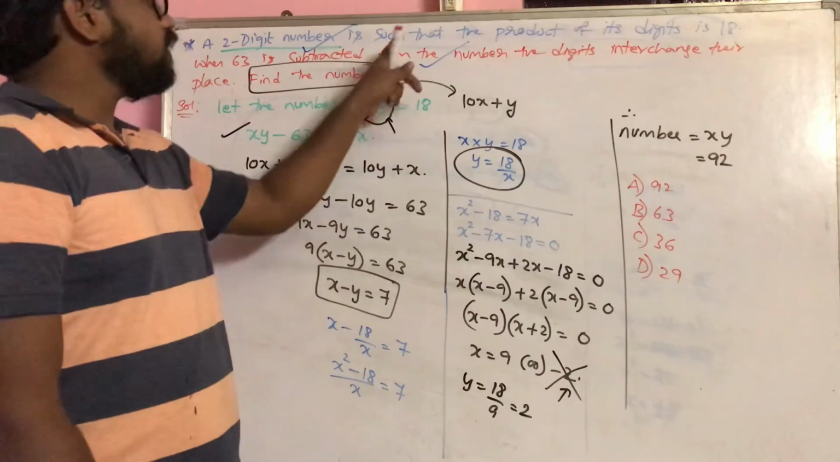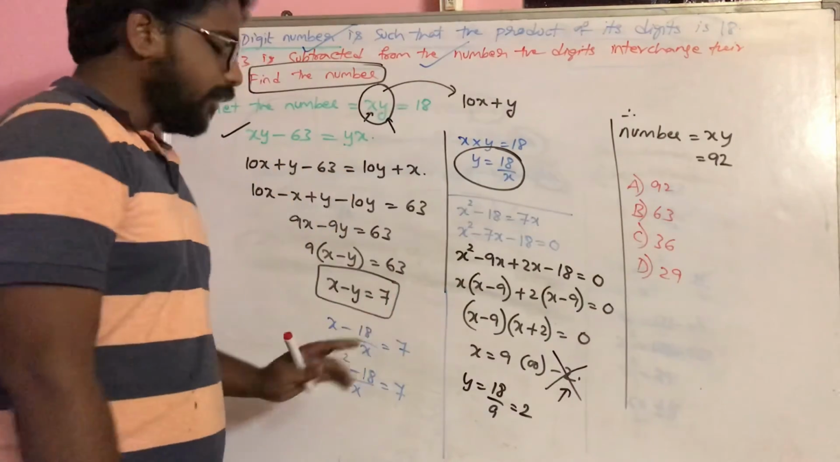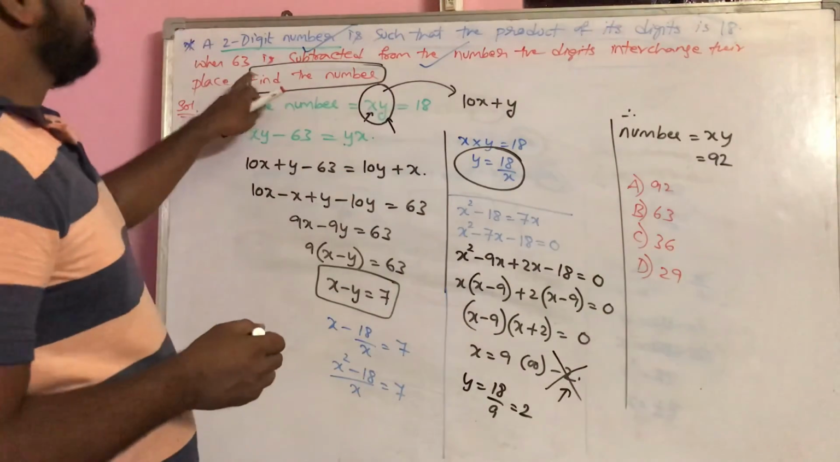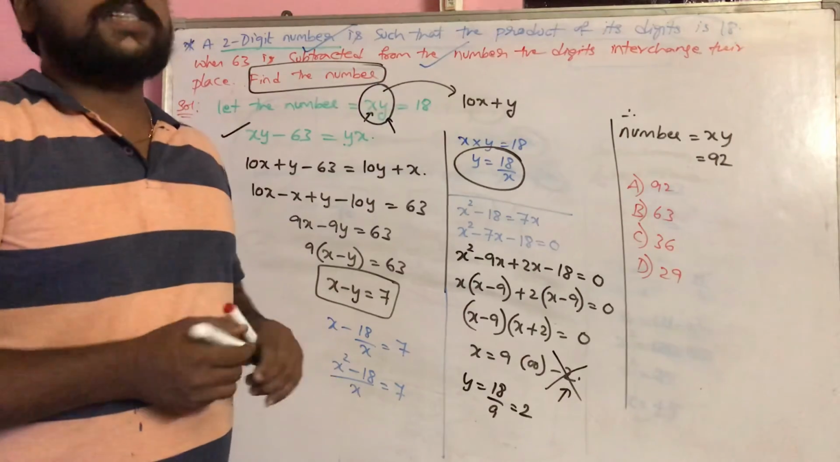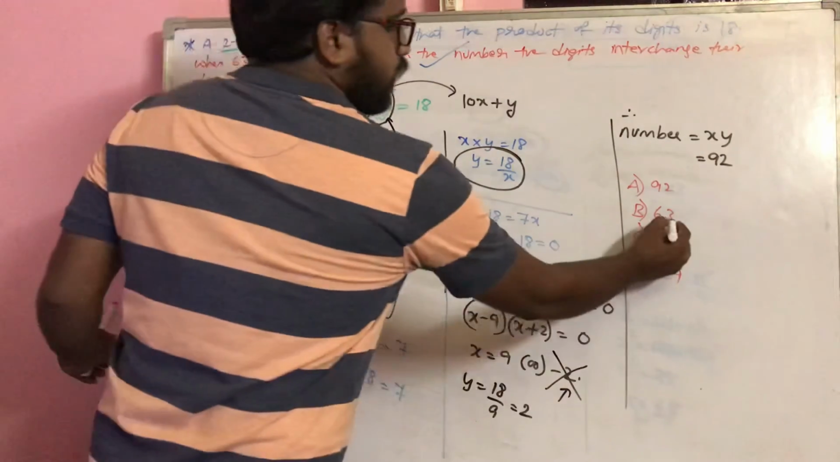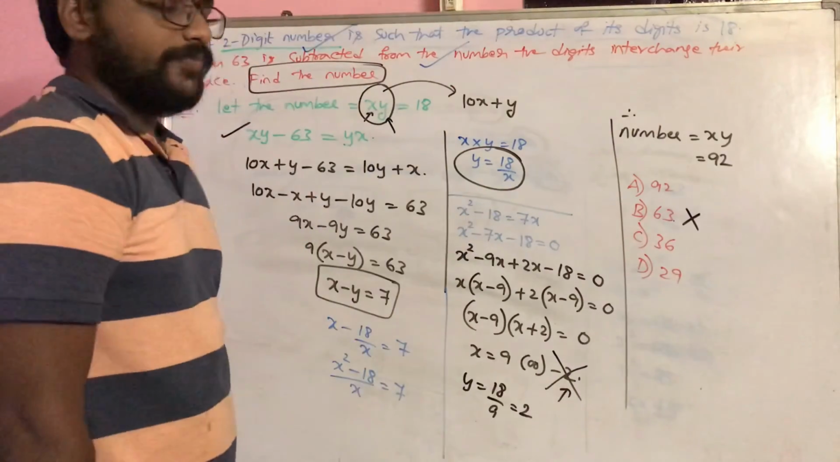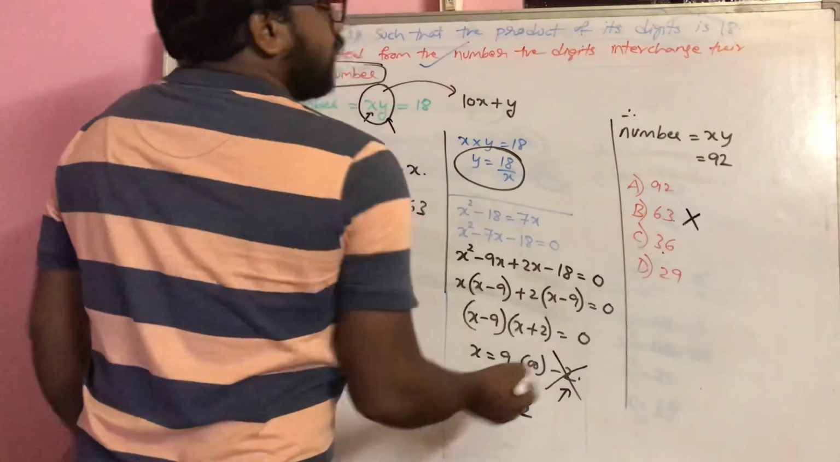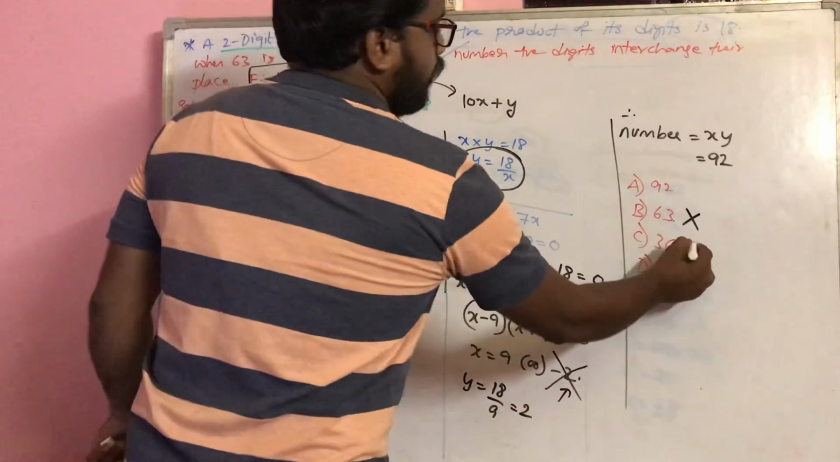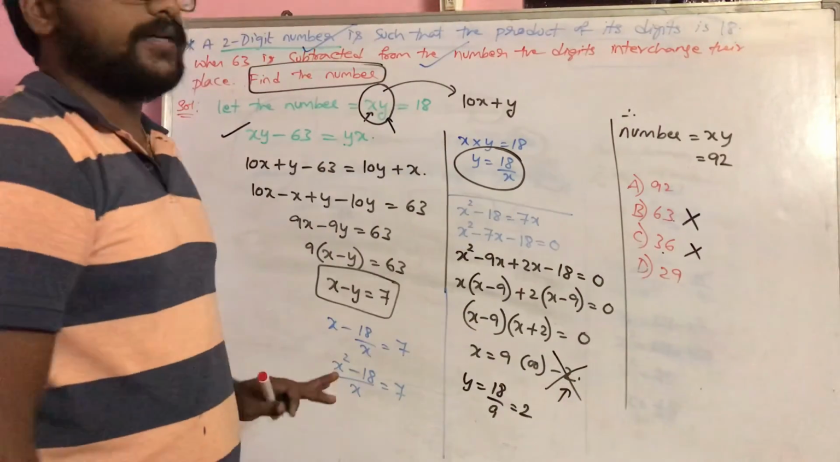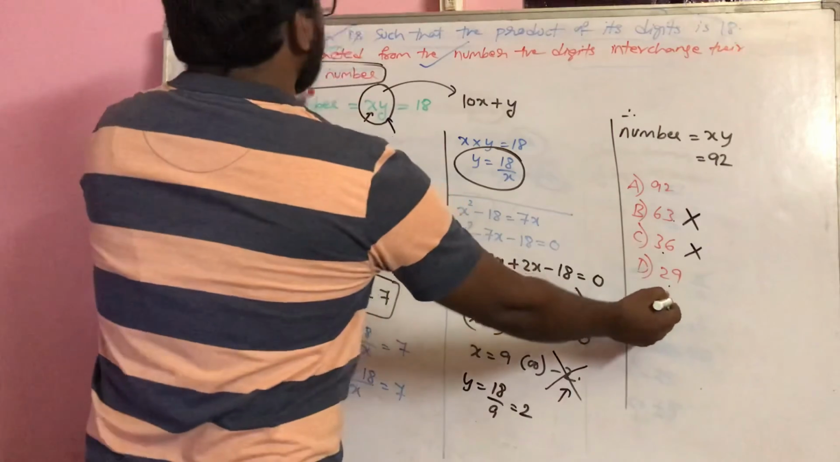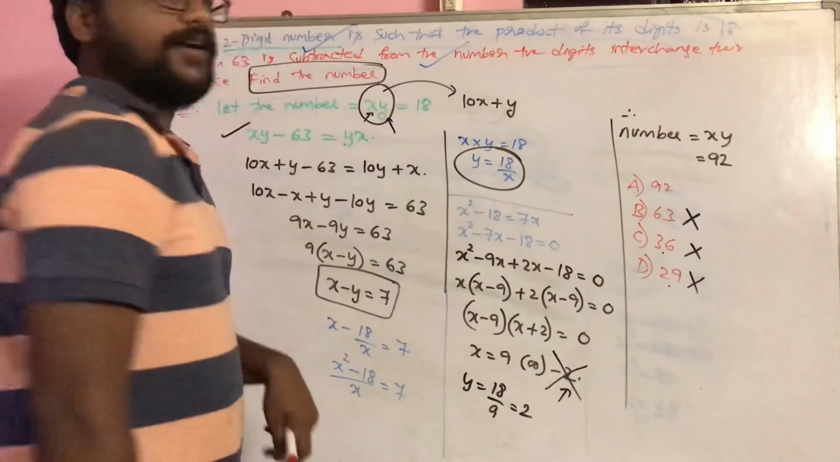So the first condition is satisfied by all of them, right? Next thing, when 63 is subtracted from the number, the digits interchange their place. From 63, if I subtract 63, I will get a 0. So this is not satisfying. 36 is less than 63. If I subtract, I will get a negative number. So that is also eliminated. 29 is less than 63. Again, if I subtract, I will get a negative number.